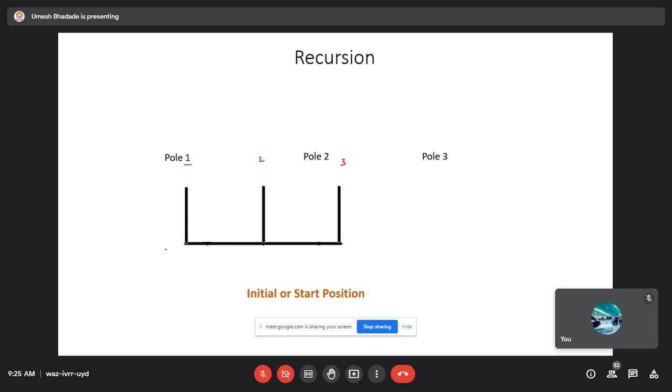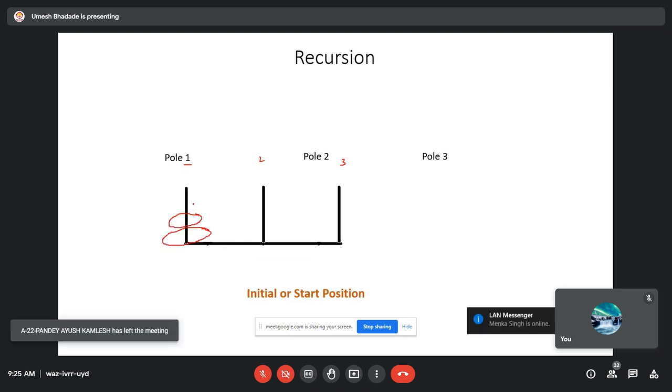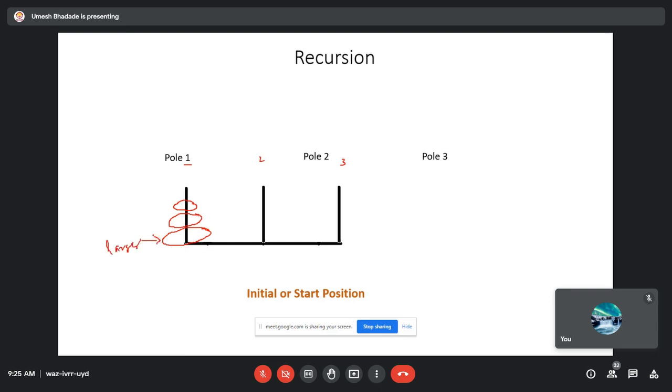This is the first diskette, this is the second diskette, and this is the third one. The diskette which is at the base is larger as compared to its consecutive one, so it goes smaller. Now, what we want to do, we want to move the diskette from this pole 1 to this pole 3, suppose, for example. There are two rules.